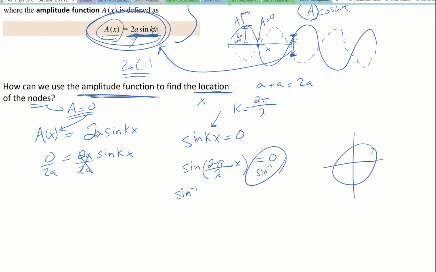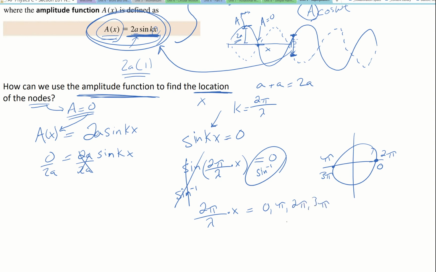So the sine value, the y value, is 0 at 0, but it's also 0 at pi and 2 pi and 3 pi and 4 pi, right? So if I do sine inverse of 0, obviously on the left-hand side it cancels out. It leaves me with 2 pi over the wavelength times x. And then on the right-hand side, it leaves me with a set of points. So it could be 0, it could be pi, it could be 2 pi, it could be 3 pi.